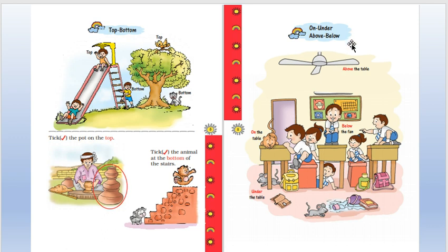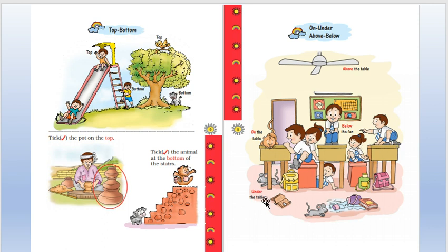It is also again related to the position of objects when we compare with the position of another object. Okay, like see, above the table means the fan is above the table. Below the fan means the boy is below the fan. Okay, on the table. On the table means the cat is on the table, this boy is on the table, this girl is on the table, that boy is also on the table.